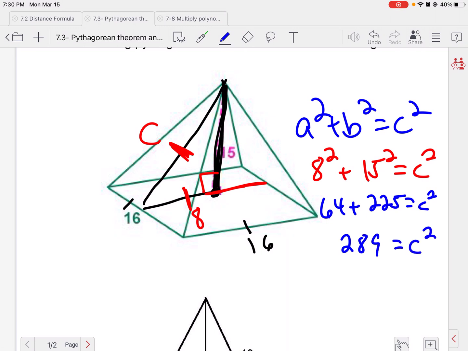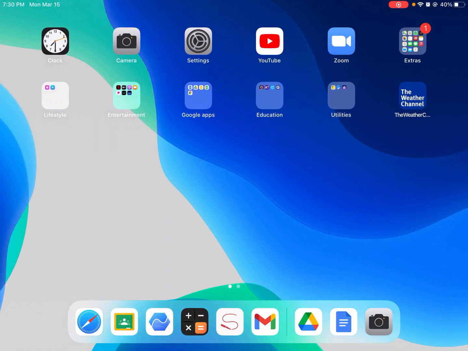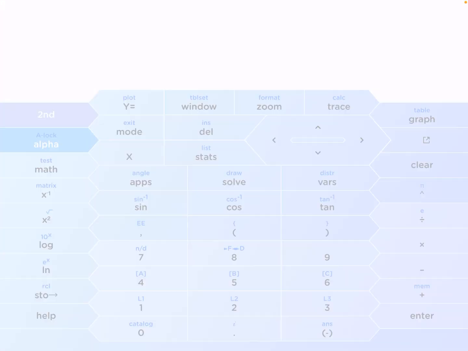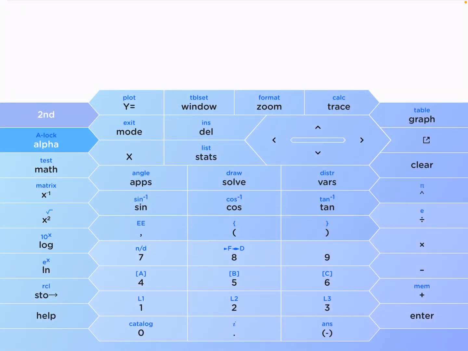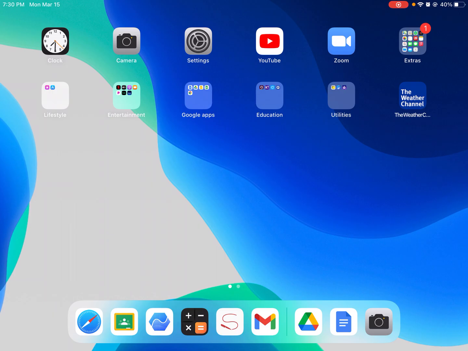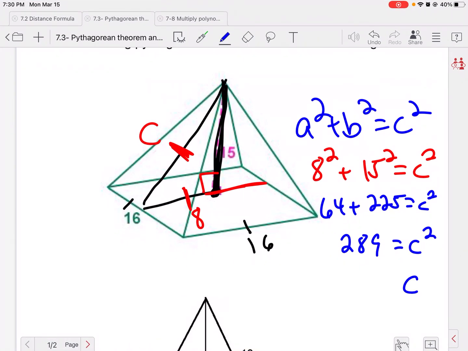If we take the square root of 289, which would be 17. Okay, so C is going to equal 17. So I should be able to give you a solid today of some sort, and you should be able to tell me what all of the lengths are.